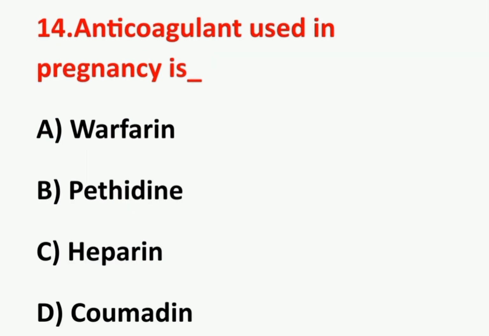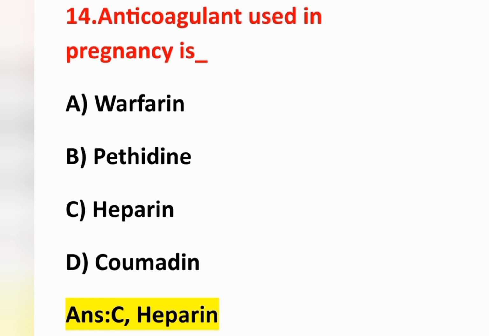The next question. Anticoagulant used in pregnancy is. Options are option A warfarin, option B pethidine, option C heparin, option D coumadin. The correct answer is option C heparin. Heparin is an anticoagulant which can be safely given during pregnancy, and this will prevent the occurrence of new clots. Option C is the correct answer.